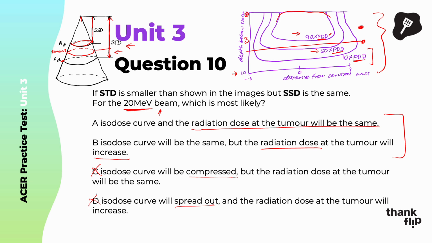If the distance that you're holding your electron beam from the skin is the same, then the tumor that's closer to the skin is going to get more radiation than the tumor that's really, really deep in your skin, right? So hopefully that is a bit of reassurance for you for selecting option B, and then you can move on to the next question.